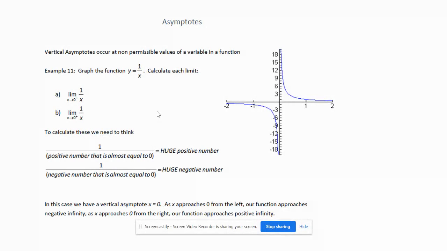Okay, so what we see over here, if we're approaching 0 from the left, it's like negative 0.000001. Well, if you go 1 divided by a negative number that's almost 0, you get a huge negative number. So this graph is going to start going downwards like this. If you go 1 divided by a positive number that's almost equal to 0, you get a huge positive number like this. So at our vertical asymptote, as we approach it from the right, the graph is going up. As we approach it from the left, the graph is going down.